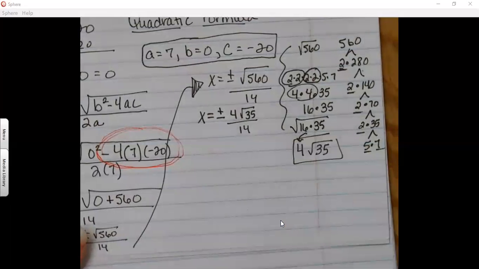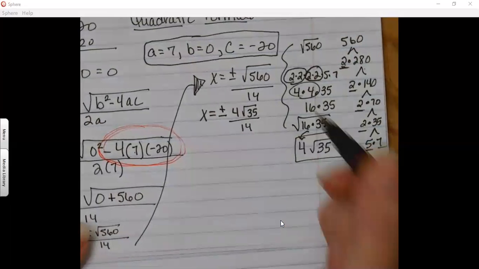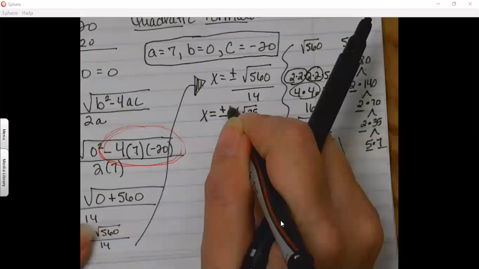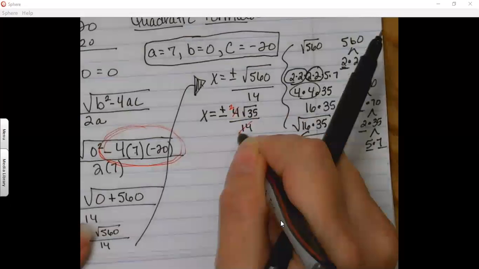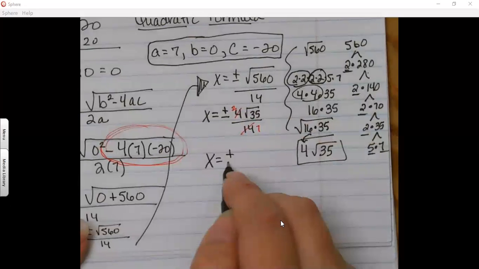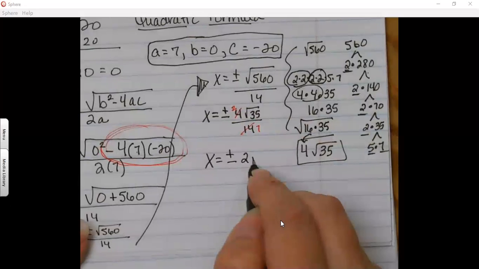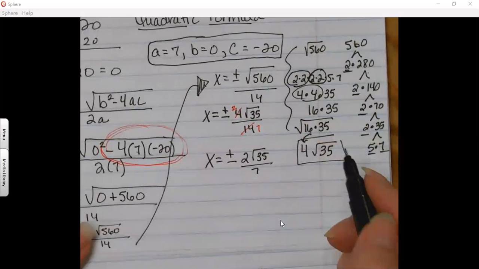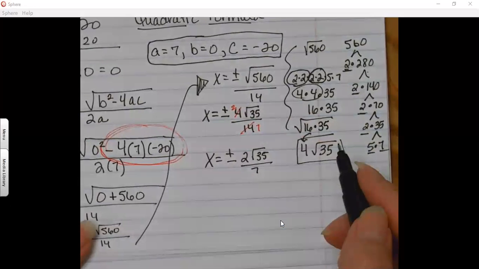Is there a number that divides into 4 and 14? 2 divides into 4 how many times? 2 divides into 14 how many times? So that gives me positive or negative 2 times the square root of 35 over 7. Can I divide the 35 and the 7? No, because it's the square root of 35, not the number 35.